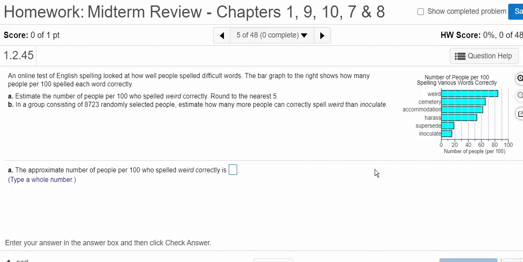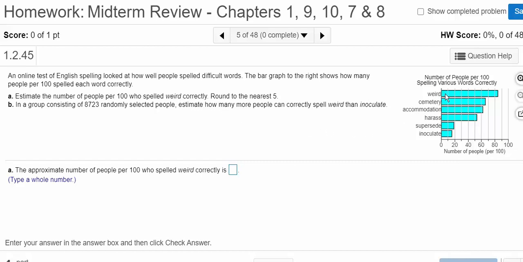So here I'm going to show you how to do this homework problem. In this bar graph here, they showed you how many people per 100 can spell these words. If you look at the vertical scale, that's the words. If you look at the horizontal scale, that's the number of people per 100 who can spell each of those words. So in part A, they want you to estimate the number of people per 100 who spelled weird correctly.